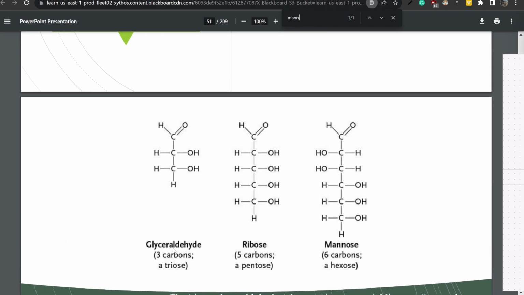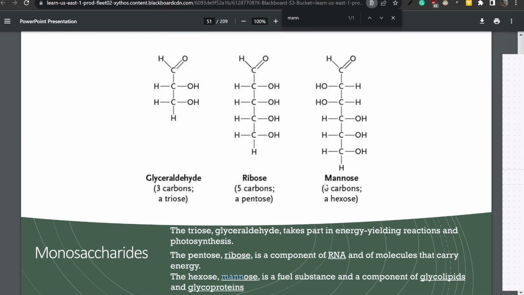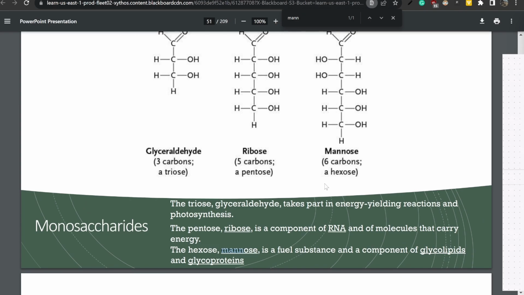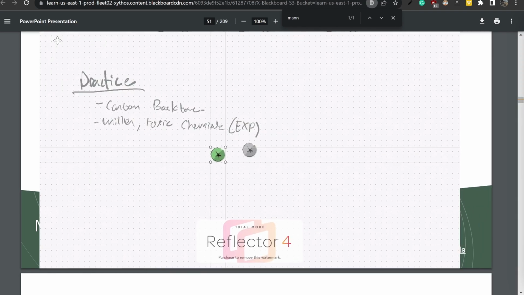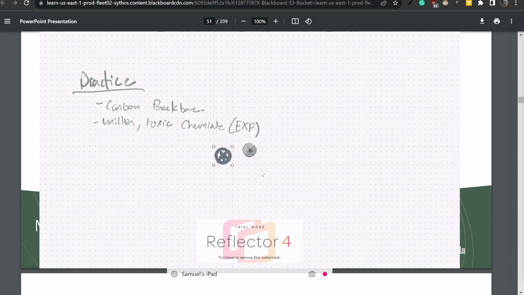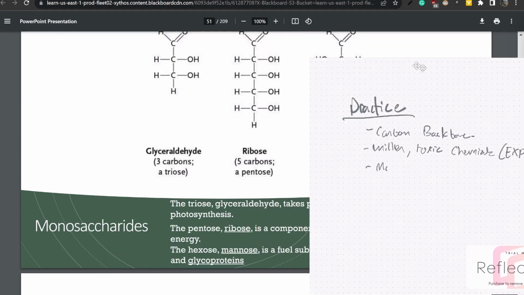So this does have 3. Ribose actually does have 5. And mannose actually... Okay, so they did go over this, but I just forgot it. So now, great opportunity to go back through this. Because, again, I can't believe I missed this. So what is the slide saying?